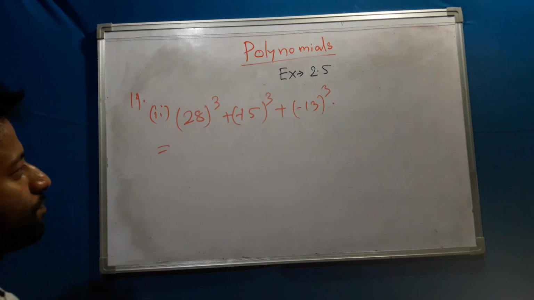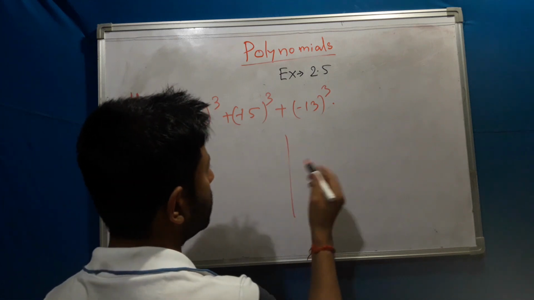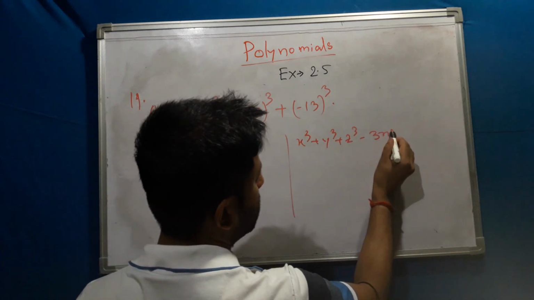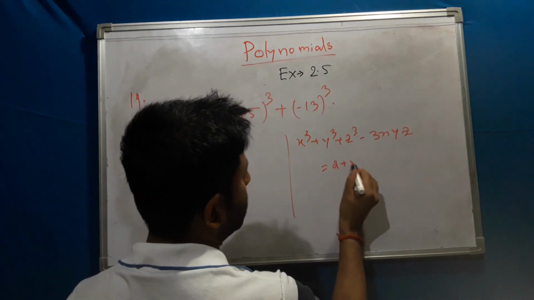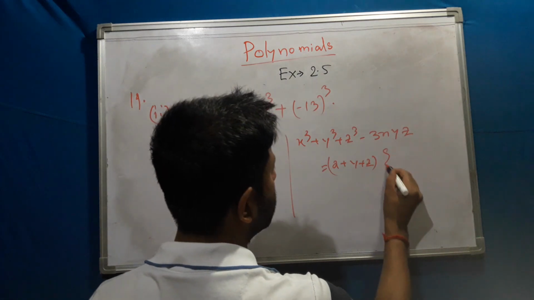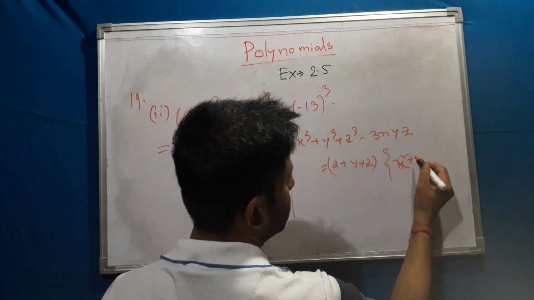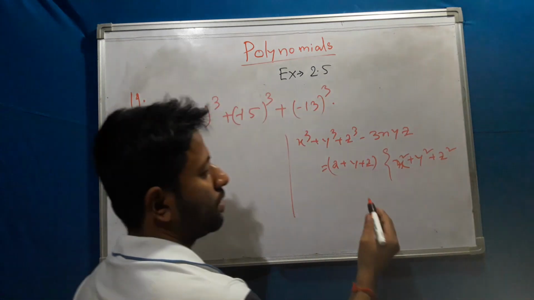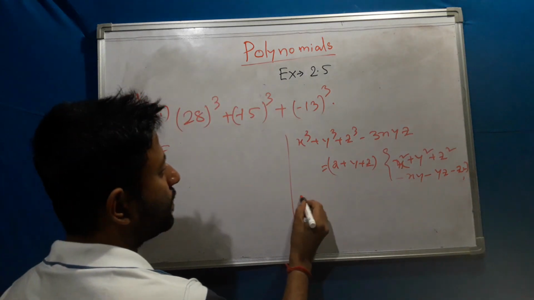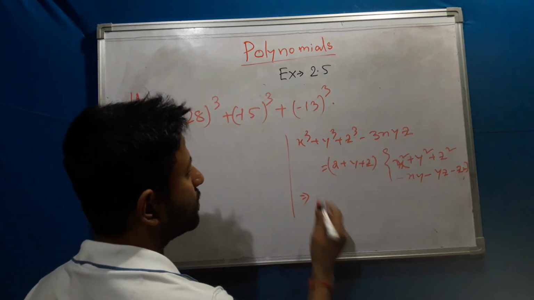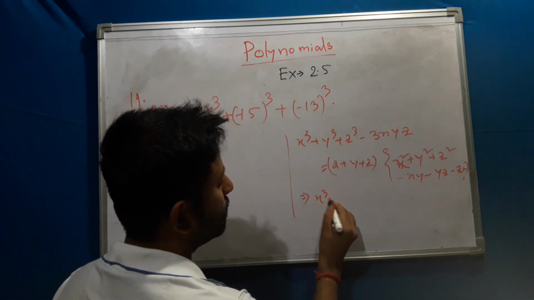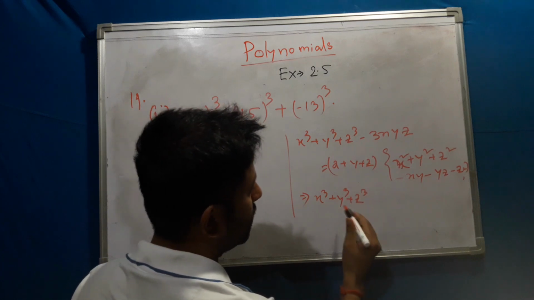Now we know there is a formula: x cube plus y cube plus z cube minus 3xyz equal to x plus y plus z into x square plus y square plus z square minus xy minus yz minus zx. So if I put this term on the right hand side, that only comes x plus y plus z, whatever we need. So I can write x cube plus y cube plus z cube equal to what?